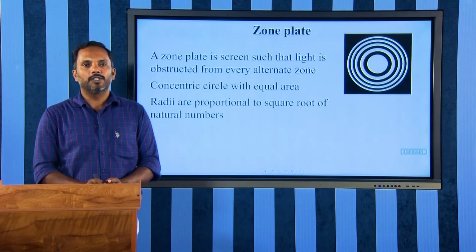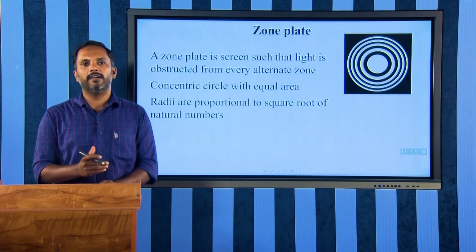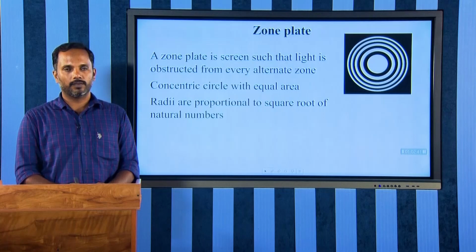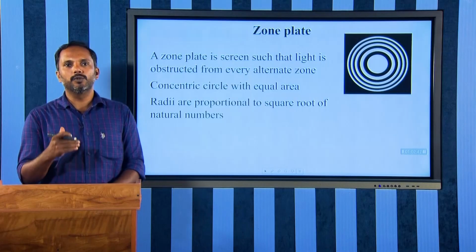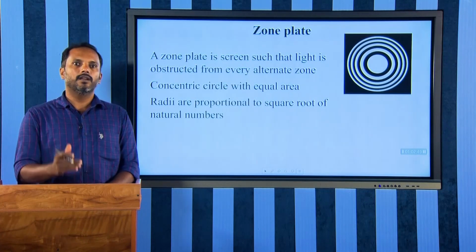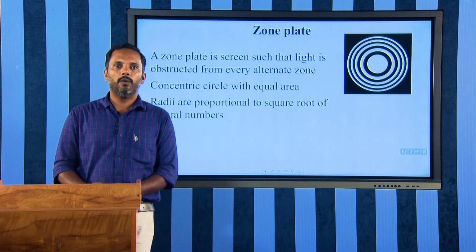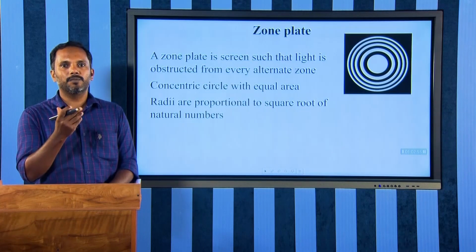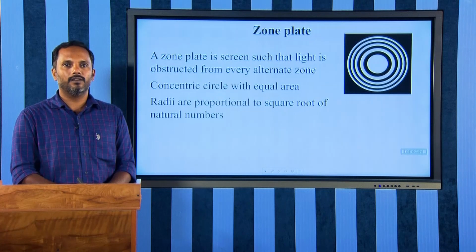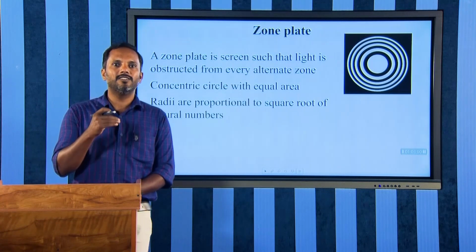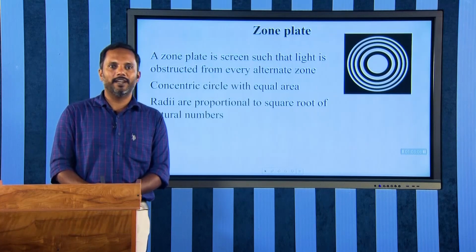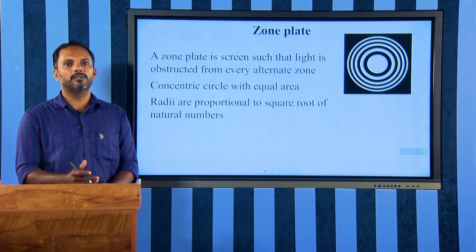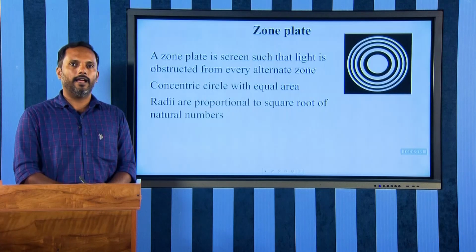Now, in this lecture we will discuss how we can practically demonstrate the Fresnel half period zone. This can be achieved by constructing a zone plate. Now, a zone plate is a specially constructed screen such that light is obstructed from every alternate zone. The correctness of the Fresnel method in dividing the wavefront into half period zones can be verified with its help.